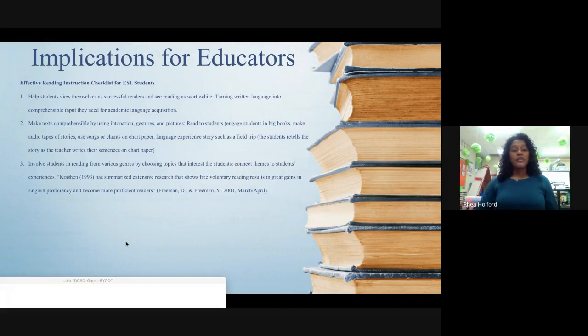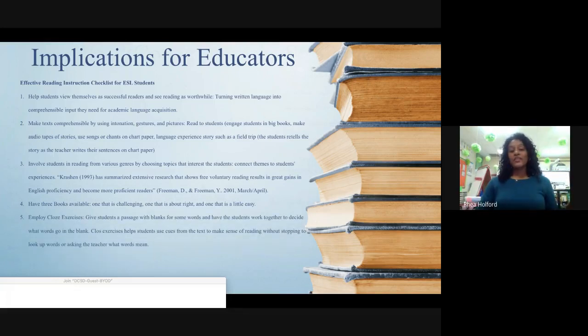So involve students in reading from various genres by choosing topics that interest the students, connect themes to students' experiences. Krashen has summarized extensive research that shows free voluntary reading results in great gains in English proficiency and students become more proficient readers. So have children read freely. Have free reading time, okay? Have 3 books available for students: one that is challenging, one that is about right on their level, and one that's a little bit easy.